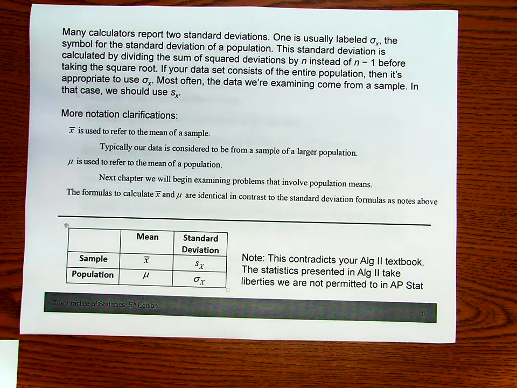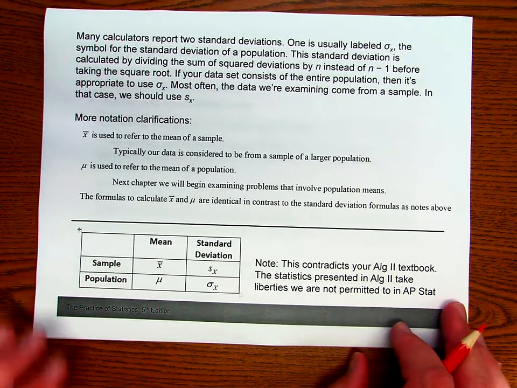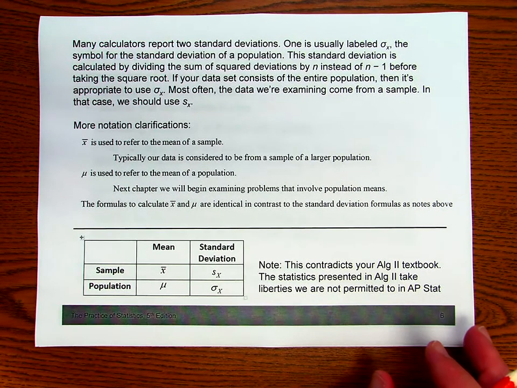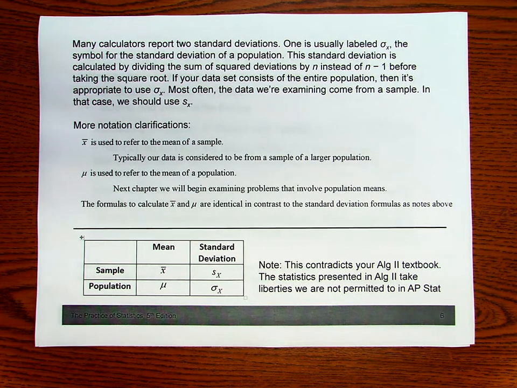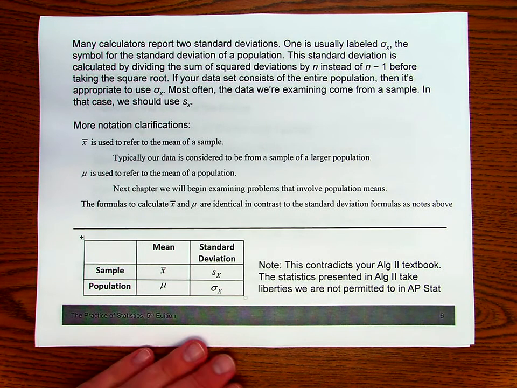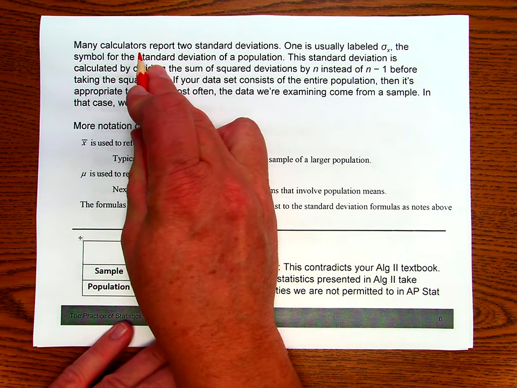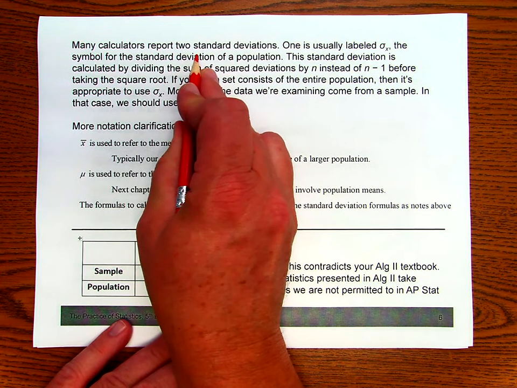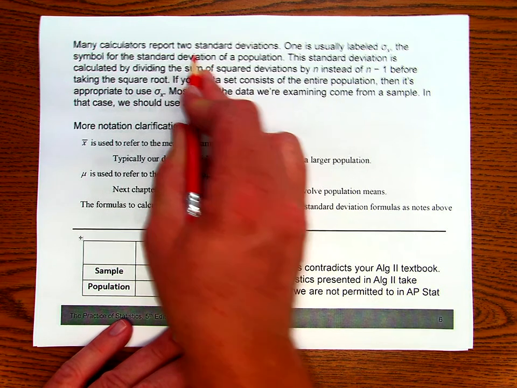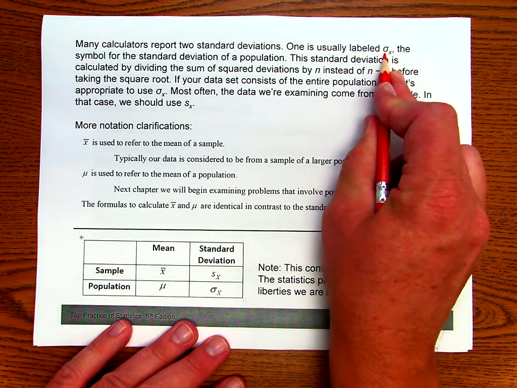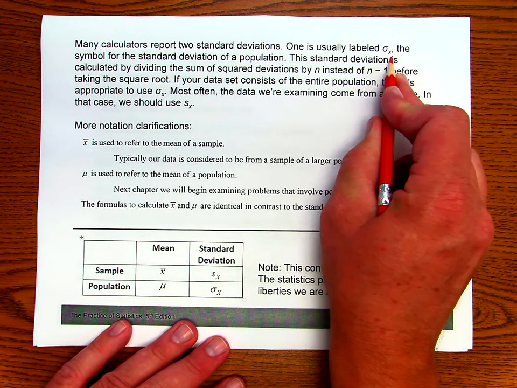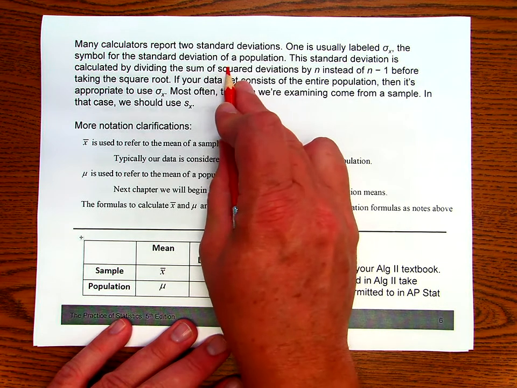All right, now getting towards the calculator keystrokes, which is going to be the main thing we're going to be using to get standard deviations. Okay, many calculators, specifically the TI-83, 84 family, are going to report two standard deviations. One is usually labeled, that's the lowercase Greek letter sigma sub x. That's the symbol for the standard deviation of a population.